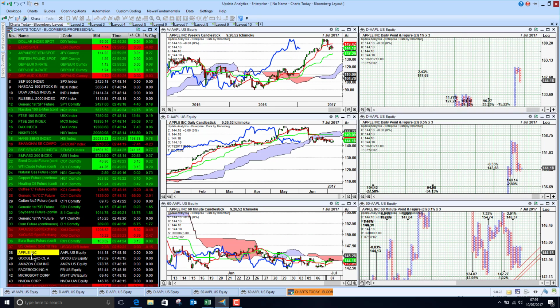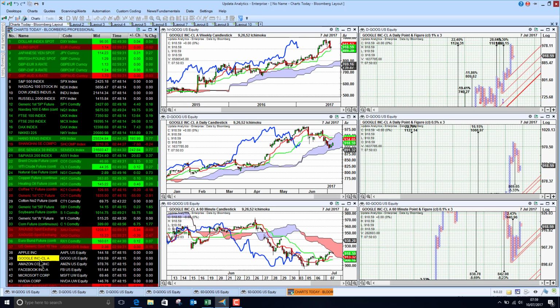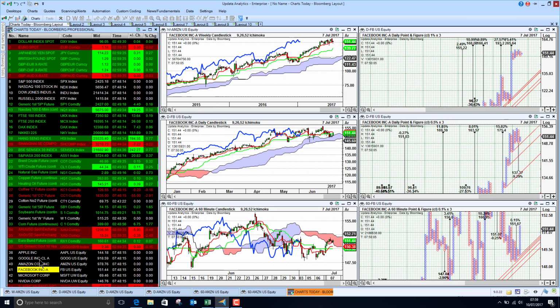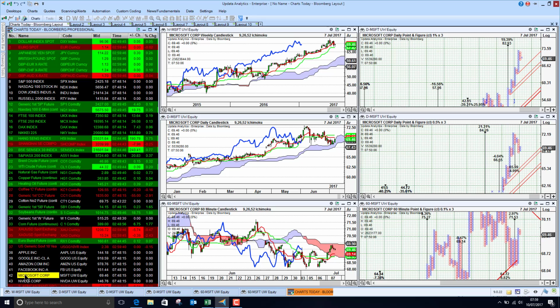Apple just still teetering at this 142 level, so no clear signs of recovery yet. Google still bearish below the cloud as well. Amazon also bearish below the cloud, and Facebook also bearish below the cloud. So downside target here on Facebook of 137, that's 9%, but not activated. Still a lot of upside targets to play for. And Microsoft also still bearish below the cloud.